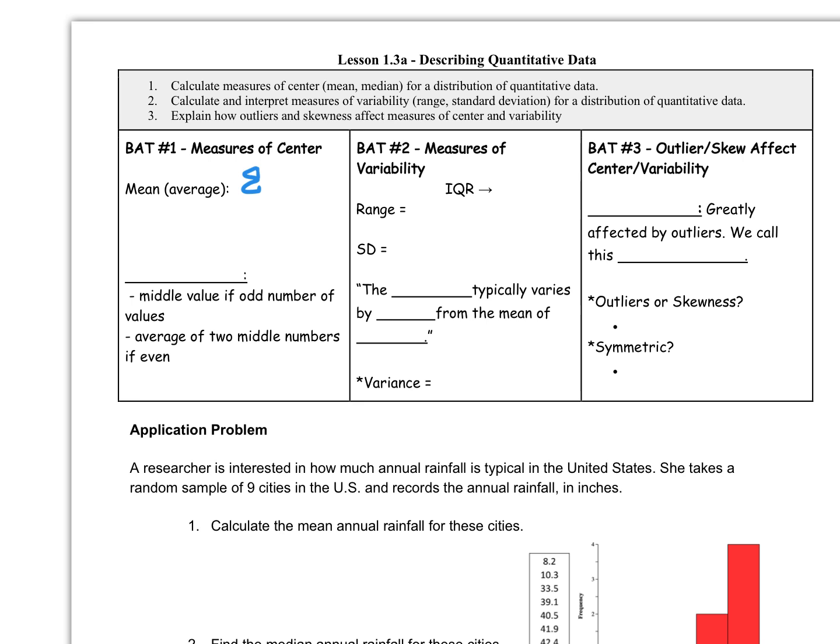Formula-wise, it looks like this. It's the sigma, the sum of all the data points divided by the sample size. The median is what you know of as the middle value, right? If there's an odd number, it's the middle value; if there's an even number of data points, it's the average of the two middle.